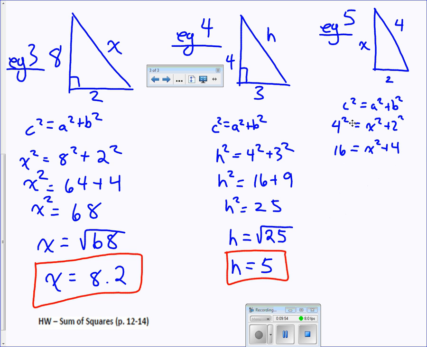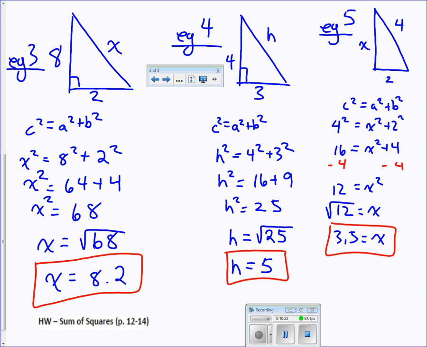Now, you're going to use what we did before. We want to get x squared by itself, so we're going to get rid of the 4 on the right side. We can subtract 4 and subtract 4 here. The resulting equation is 12 is equal to x squared, which means when I take the square root, we get the square root of 12 is x, and that gives us our final answer of 3.5.